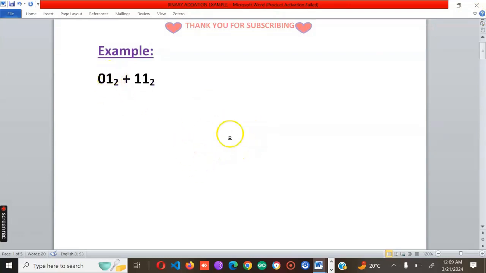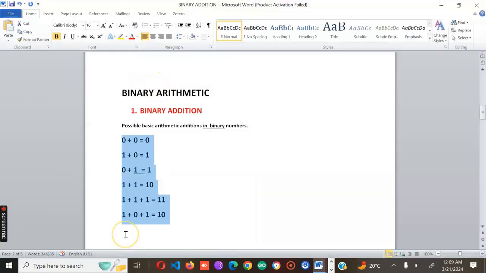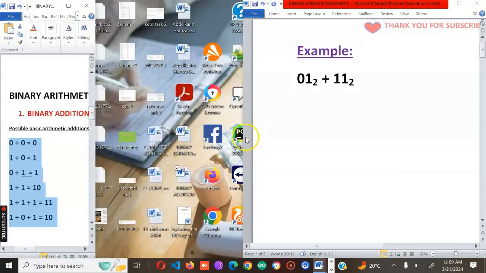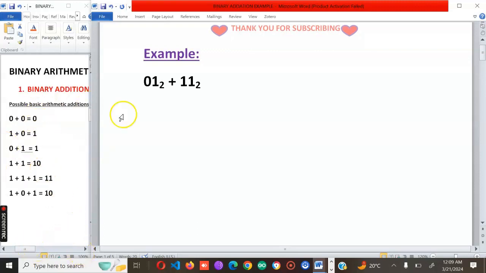Okay, let's dive into our example number 1, where we have 0, 1 plus this one. Let me create two scripts so that we can compare. These are the rules on this side, and we have the working on the other side.